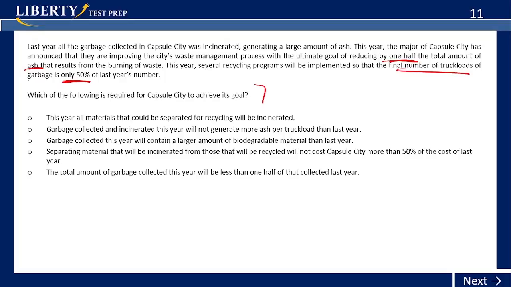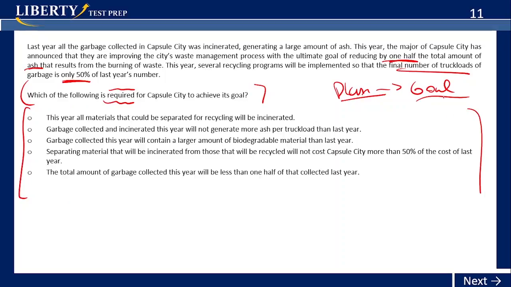Now notice the question. Which of the following is required for Kansas City to achieve its goal? We're in front of a plan that gets to a goal. What is required? Basically, they're saying, out of these, which one is necessary for the conclusion, for the goal to work?